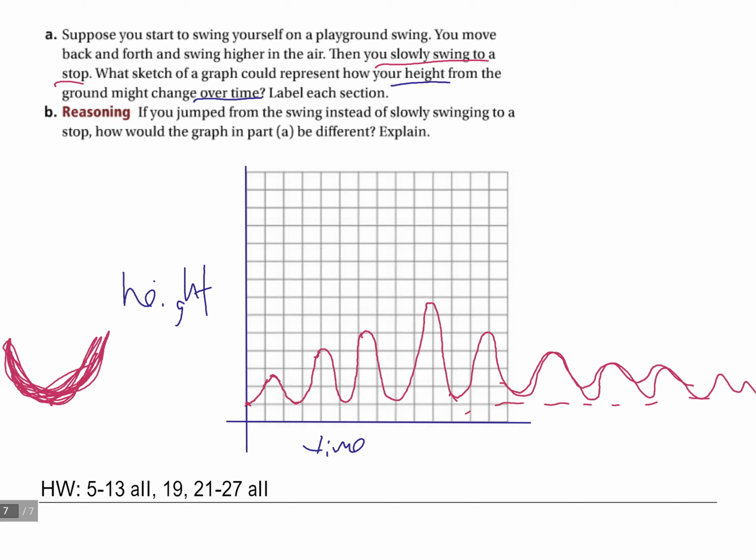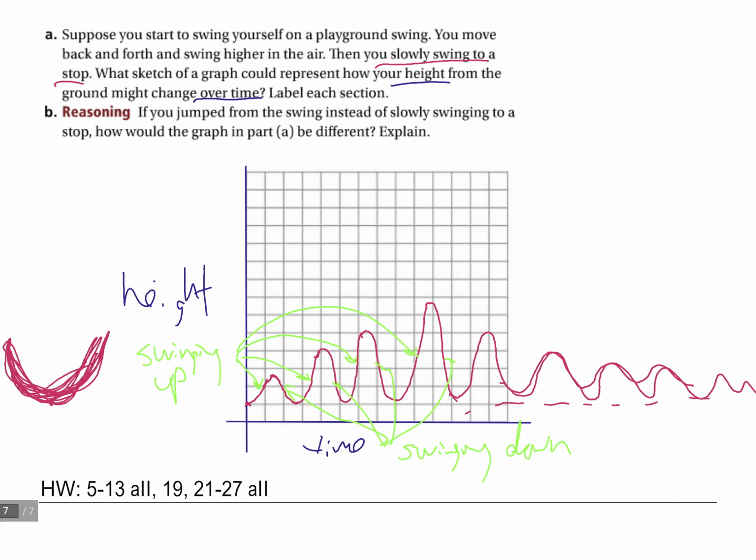It says label each section, so let's do that. So what am I doing here, and here, and here, and here? I am swinging up. And what am I doing here, and here, and here, and here? Swinging down. That's the idea.